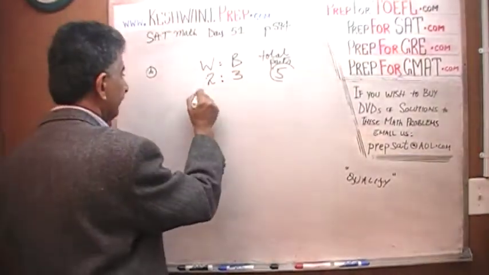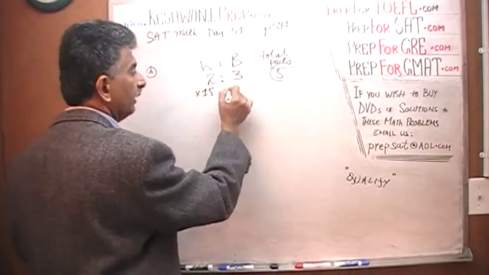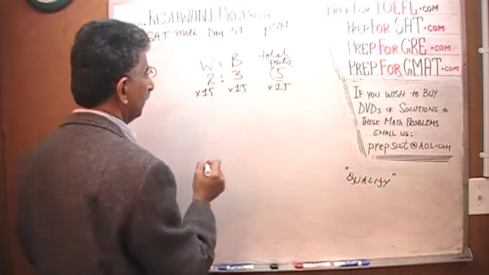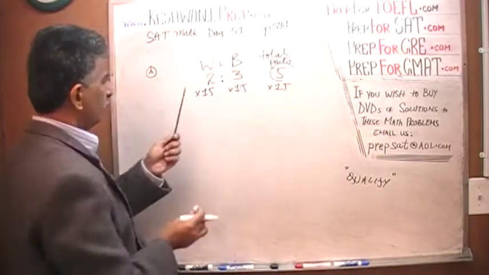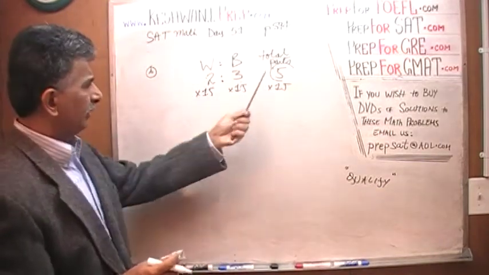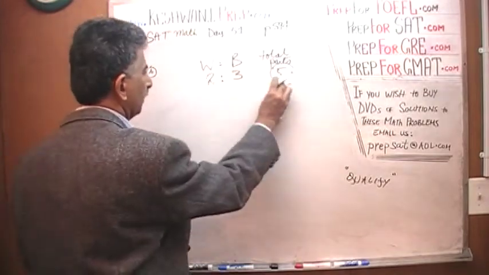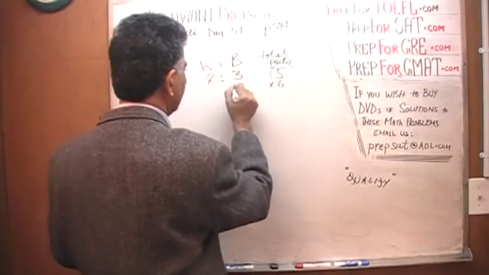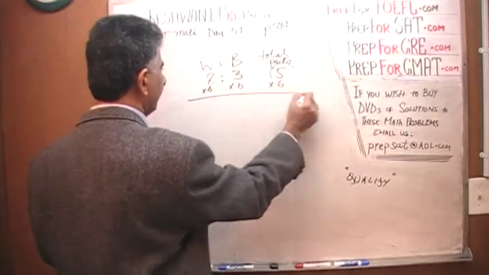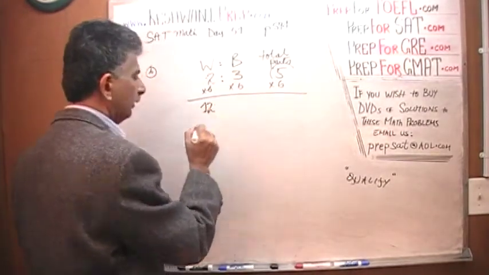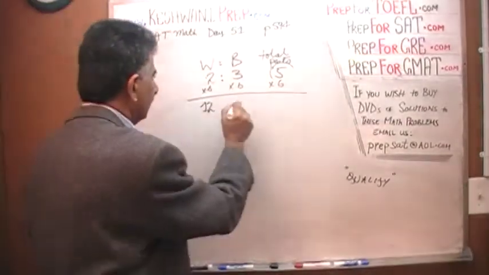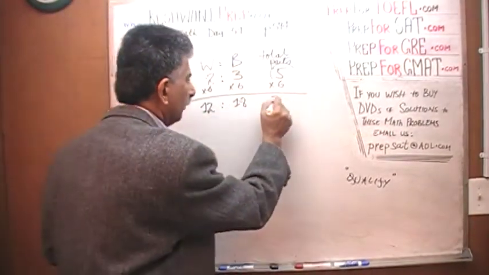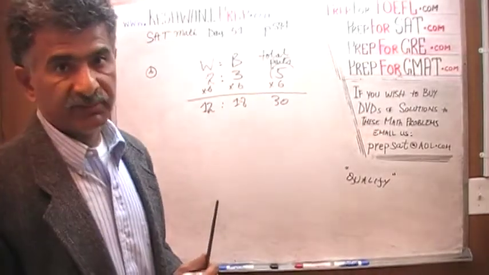Well, multiply it by 15. If you multiply this by 15, you have to multiply this by 15. Oh no, we want 30, sorry. We don't want number of white x to be 30, we want total to be 30. I wasn't paying attention. We want the total number of x to be 30, so multiply the total by 6, multiply this by 6, multiply this by 6, and you'll end up with 12 white x, 18 brown x, for a total of 30x. 30 is possible.